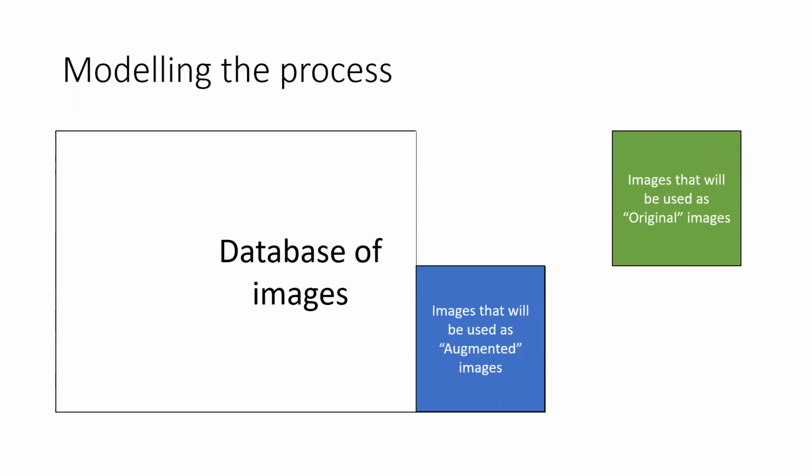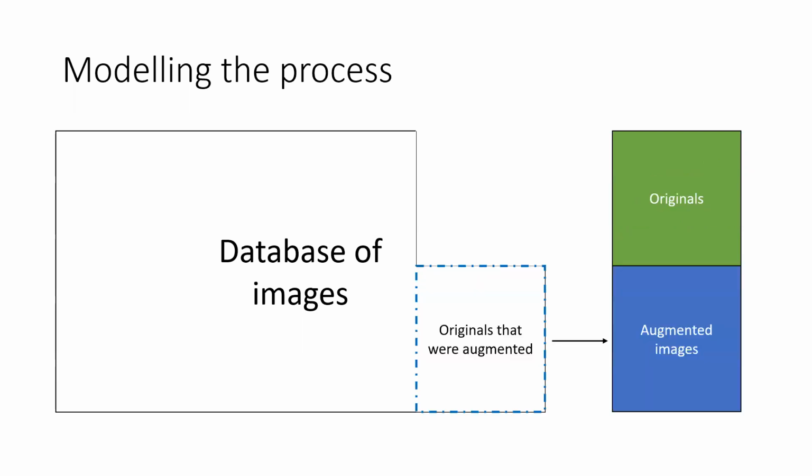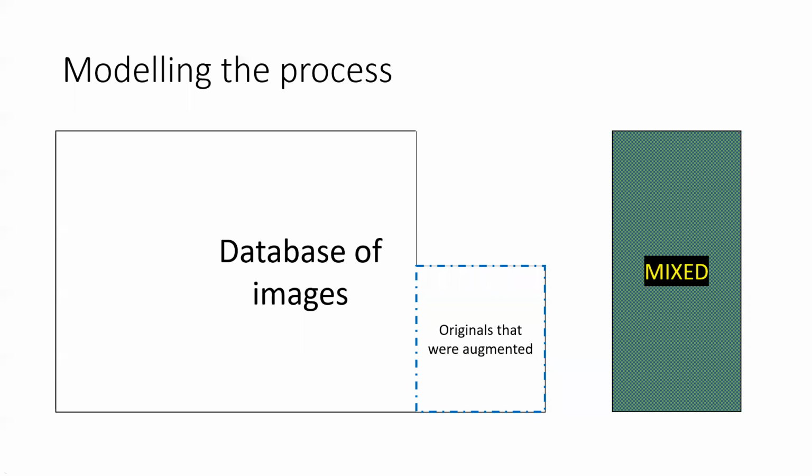First of all, we have a database of different images, and we can take some of them from this. These will be images that will be used as original images. As I said, we have two classes, original and augmented images, and also we have the images that were augmented, and they will be augmented images. Then we mix all these images so the algorithm will not know which of them was augmented or not.